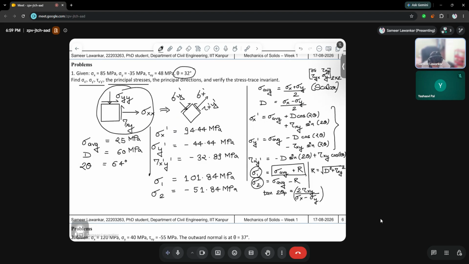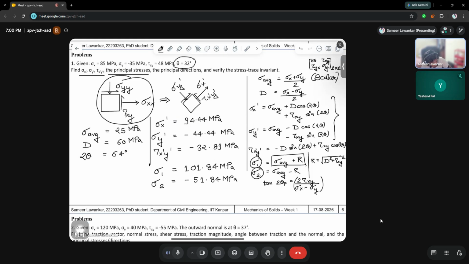You know that at theta equal to 0, this was happening. Let us first of all find theta p also. So when you calculate tan 2 theta p, what is the meaning? Theta p is the orientation of principal stress. But we know that there are two different principal stresses, which means there will be two different orientations. This is just math. So you will get theta p as two different values: theta p1 is 19.33 degrees, and theta p2 is 109.33 degrees.